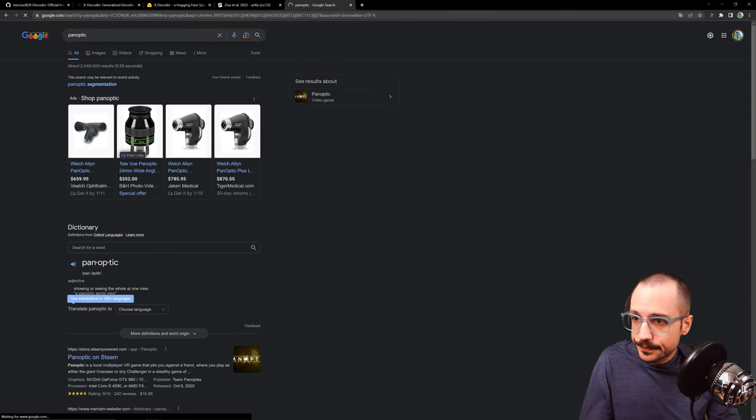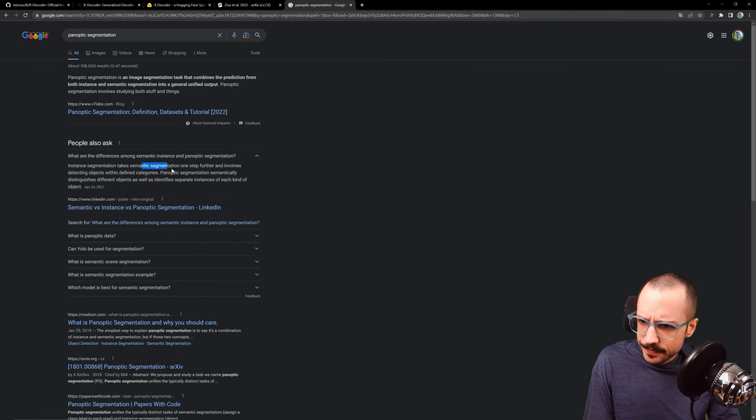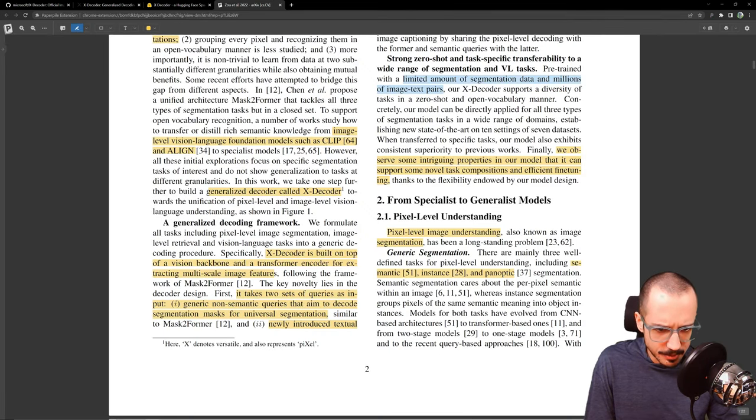And then panoptic segmentation. That combines the prediction from both instance segmentation to a general unified output. Okay, so panoptic segmentation is maybe what I was describing as instance segmentation, but it's basically the most advanced version of that, where you're not only classifying pixels, but you're also grouping them into instances. So semantic is the easiest, where you're just classifying instances, I guess, just the limited version of instance in this case, where you're just identifying blobs that belong together, and then panoptic is the combination of classification and blob kind of identification.